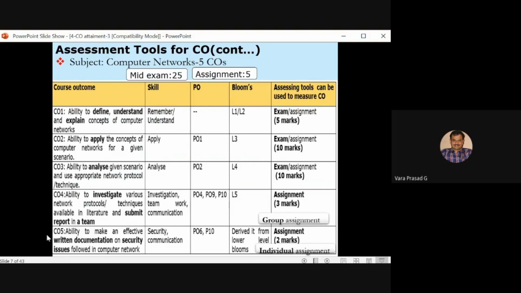CO5 mainly talks about the focus on security. If you look at PO6, in the UG engineering graduate attributes, it is PO6. It is mainly emphasized there.